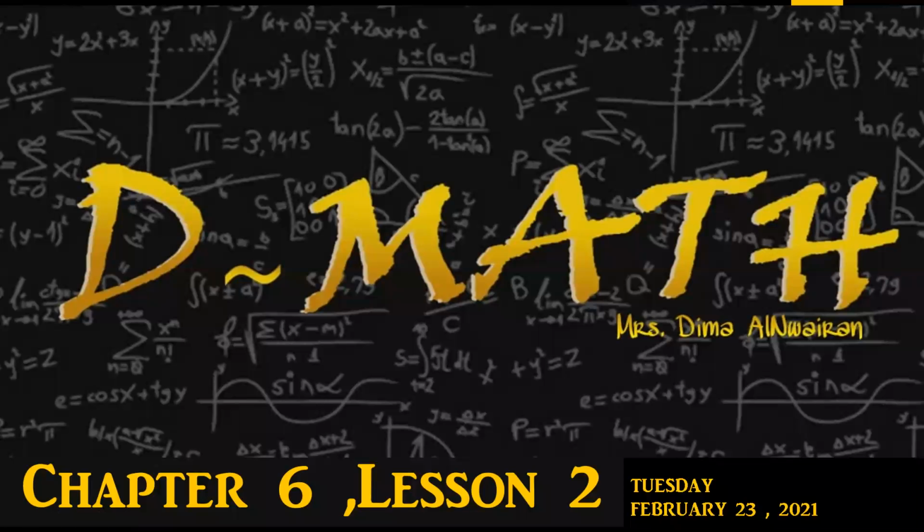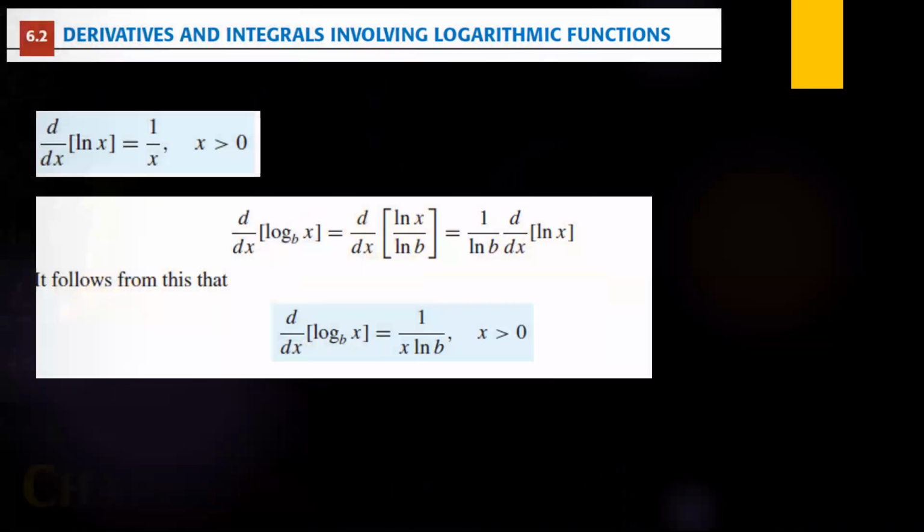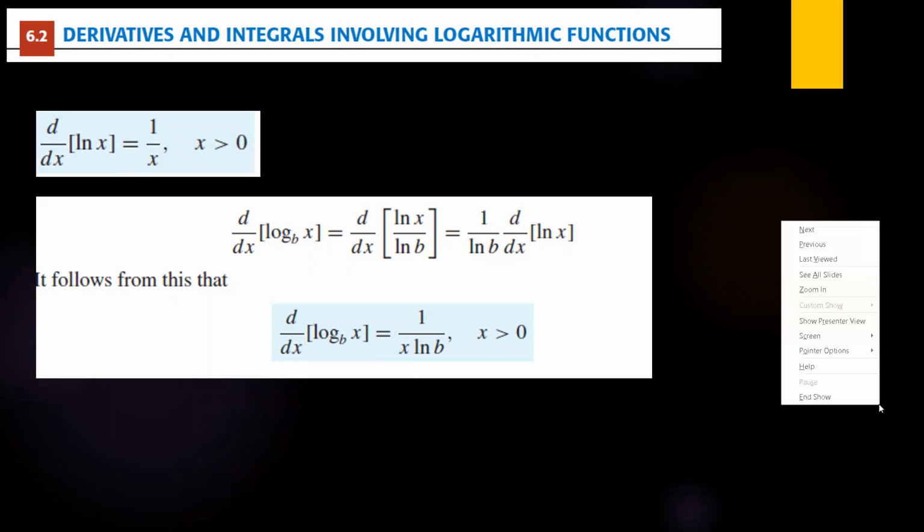Let's start today with our new lesson, how to find the derivative and the integral involving the logarithmic function. In this lesson, we learned before what the logarithmic functions are, and what the natural logarithmic function is. We did talk about them. Now today we are going to talk about how to find the integral and the derivative of them.